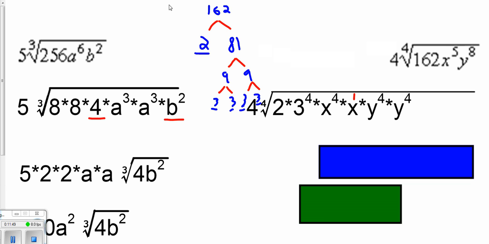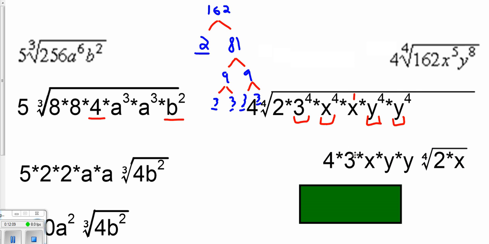As we simplify then, we're taking all of our fourth roots, like this one, this one, this one, and this one, and each of those get to come out with the 4 of the square root, canceling out the 4 of the power. So we keep our coefficient of 4 on the outside, times 3 times x times y times y. The things that remained under the square root are 2 and x. So this is what it becomes next.